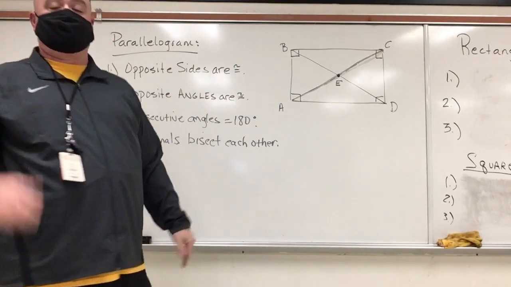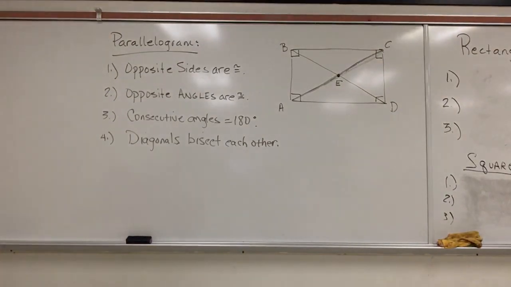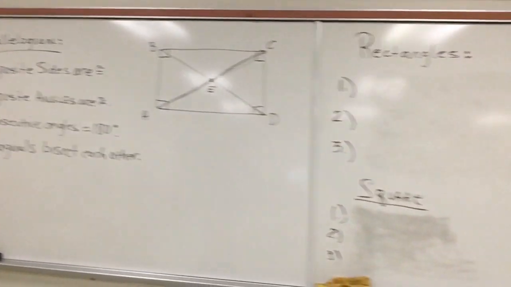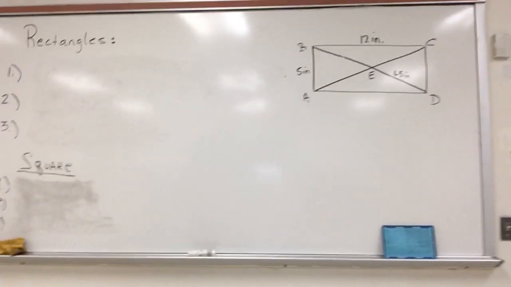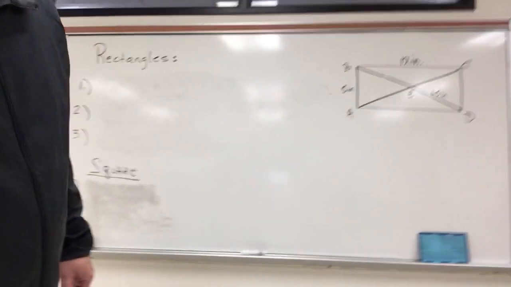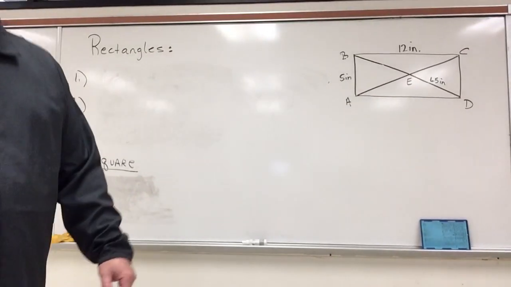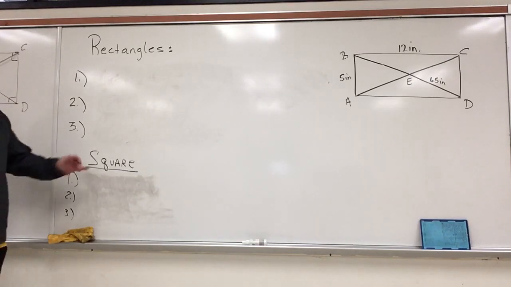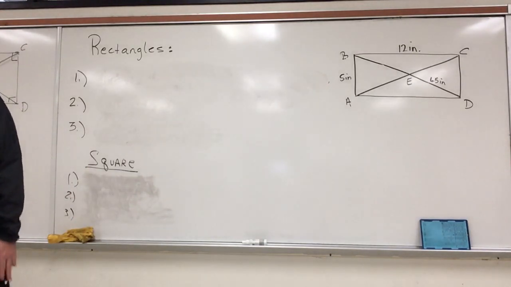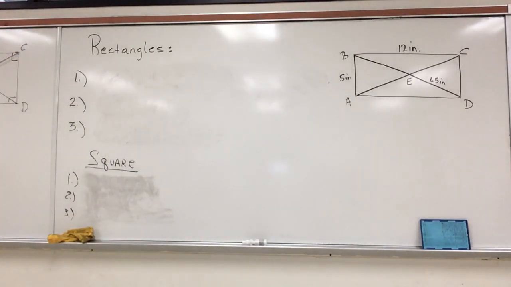All right? Flash forward to today. Let's move over here. Boy. All right, here we go. We're going to talk about rectangles, okay? And we're going to talk about squares. Now, what makes a rectangle a rectangle? Well, there's 3 things that make a rectangle a rectangle.